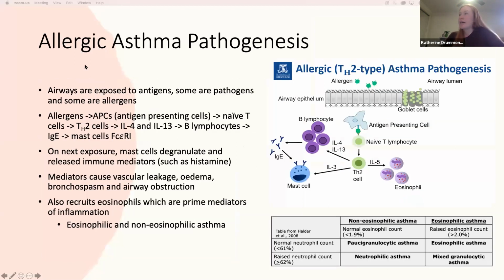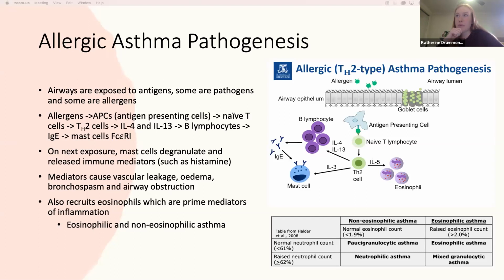So, our allergic asthma pathogenesis. In our airways, we're constantly being exposed to antigens, some of which are pathogens, some of which are allergens. Our allergens are presented by antigen-presenting cells, so APCs, to naive T cells. We then respond to the antigen by differentiating into T helper cells and releasing IL-4 and IL-3, which are some of those cytokines we spoke about before, which then stimulate B lymphocytes. These B lymphocytes then produce IgE, which is a type of antibody primarily involved in allergy, and they bind to and prime mast cells on the Fc epsilon receptor.